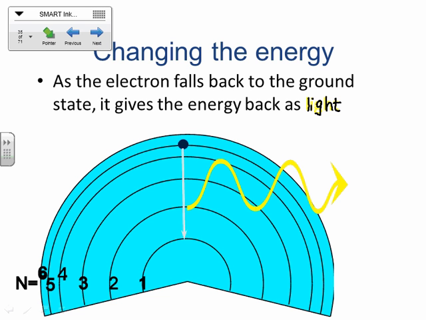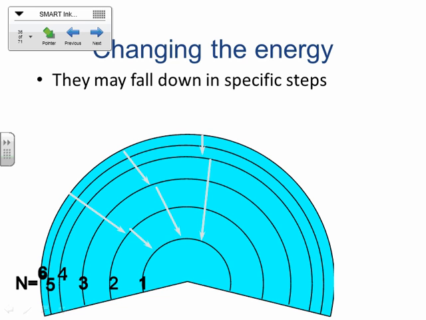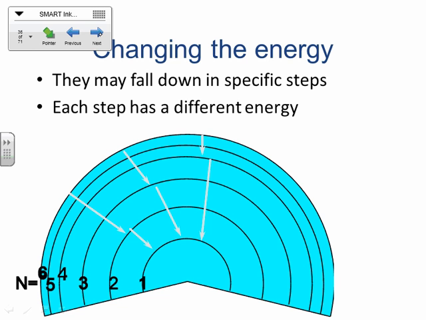As the electron drops back down to a lower energy level, it gives off light. This one's giving off yellow light, apparently. Now depending on the size of the fall the electron makes, that's going to determine the wavelength of light that's given off. They may fall down in specific steps. Each step has a different energy, so that determines the light that's given off by that particular electron when it falls.